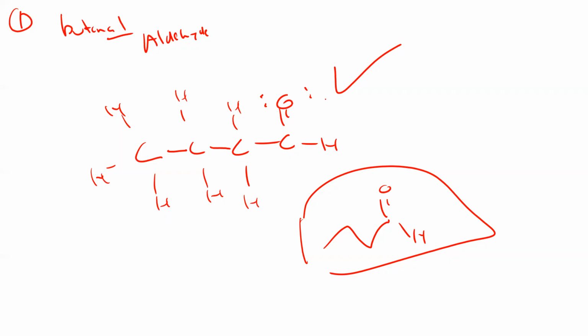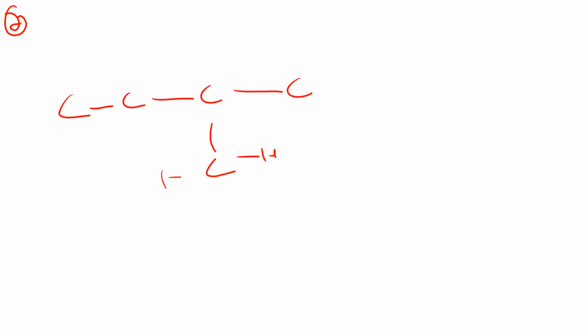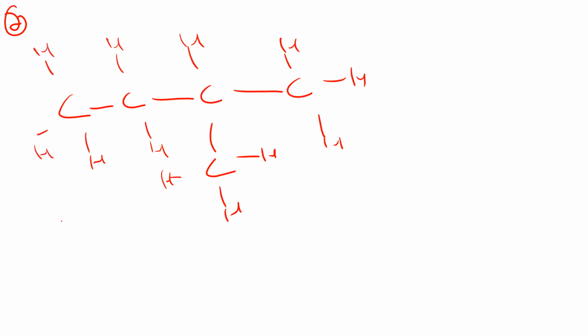All right, so that's question 1. Question 2. It wants, for each condensed structure, draw the complete structural formula, include all hydrogen atoms. So 1, 2, 3, 4. So this would be 2-methyl butane. So we have that, so that's the answer to question 2.